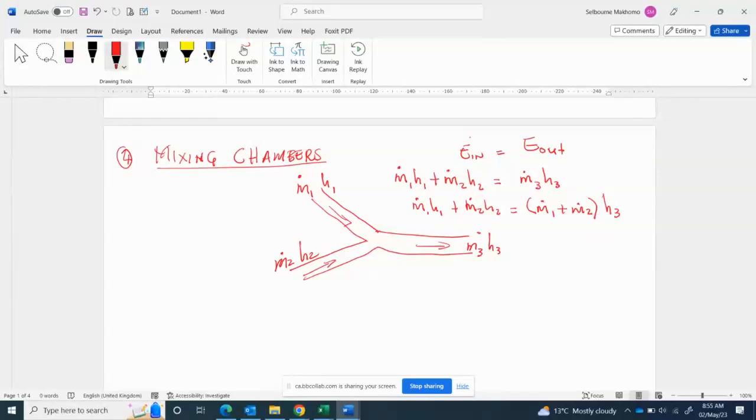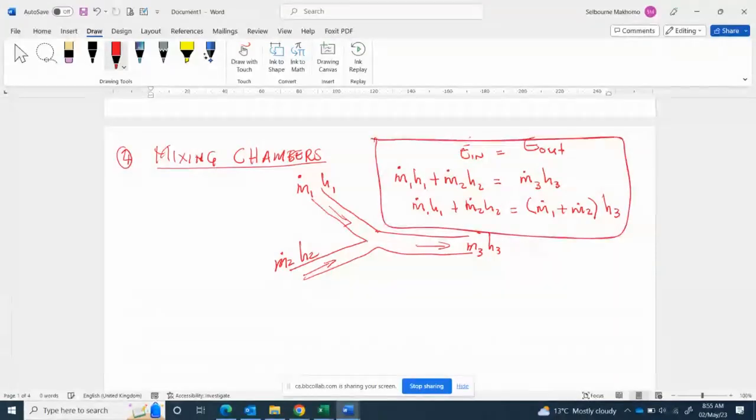So you calculate the mass flow rate at 3 or at 2 or at 1. It depends on the question. But for mixing chambers, this is how you have to understand the energy analysis. This is energy analysis. Mass analysis is going to be mass at 1 plus mass at 2 is equal to mass at 3.